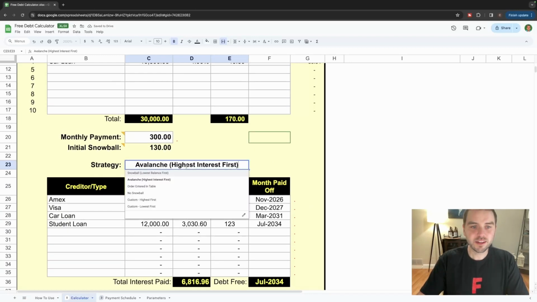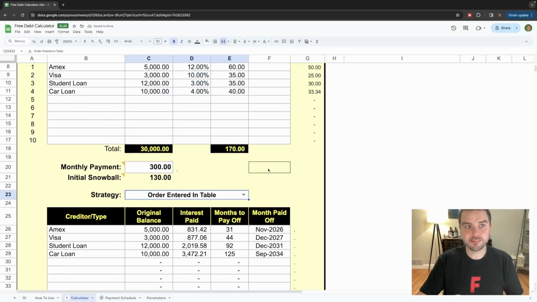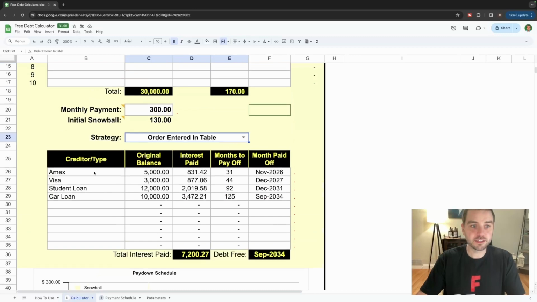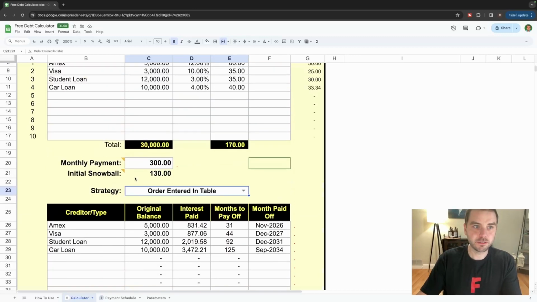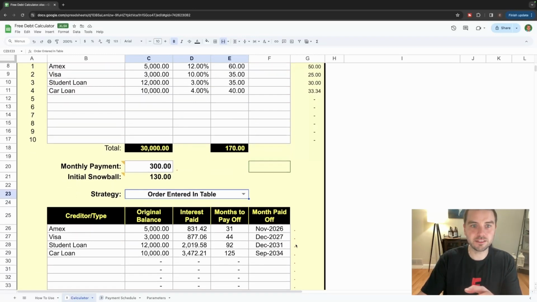All right, so the next one on the list here is just the order entered in the table. It's going to be simply how you listed them in the order here. So you could see that it's just literally the list that you entered. So I'll try to get both of them in the screen. So Amex, Visa, student loan, car loan, and that's the same exact order. It doesn't matter the balance or the interest rate.